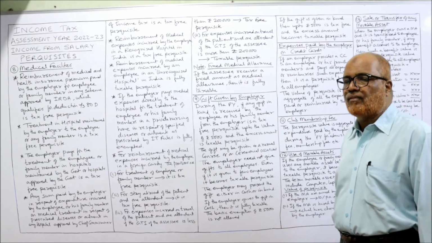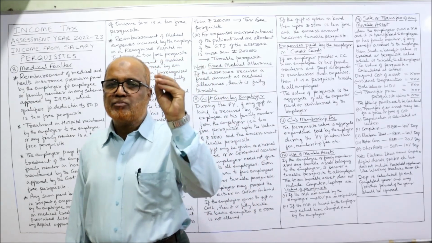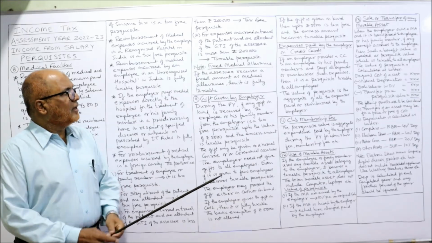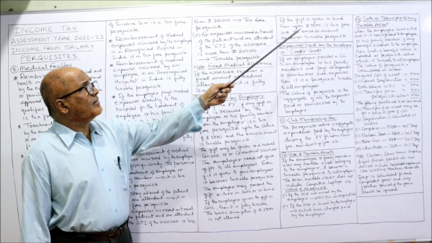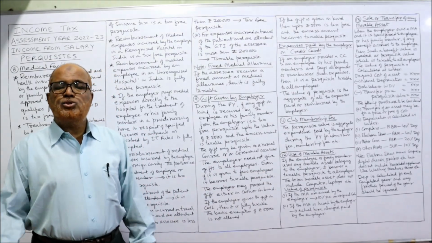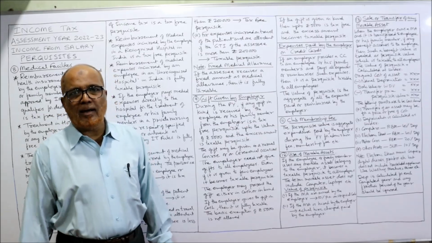The basic exemption of 5,000 is not allowed. That 5,000 basic exemption is allowed only if the gift is given in kind. If the gift is given in kind, up to 5,000 is tax-free and the excess amount is taxable. So these are the provisions regarding the gift given by the employer to the employee.